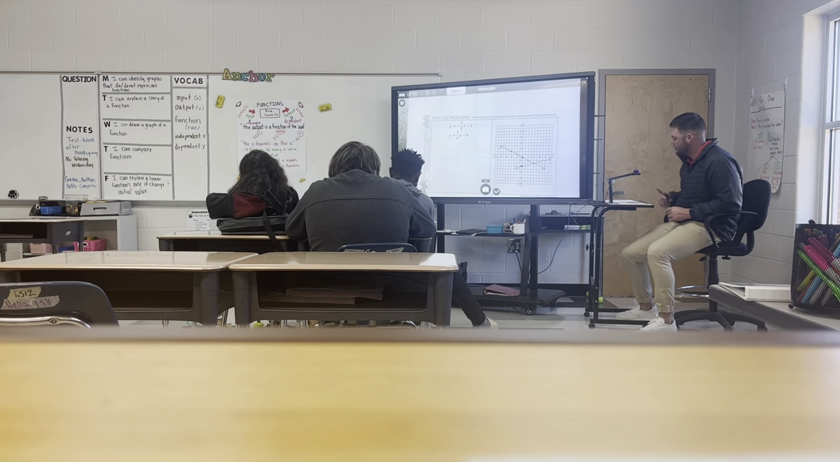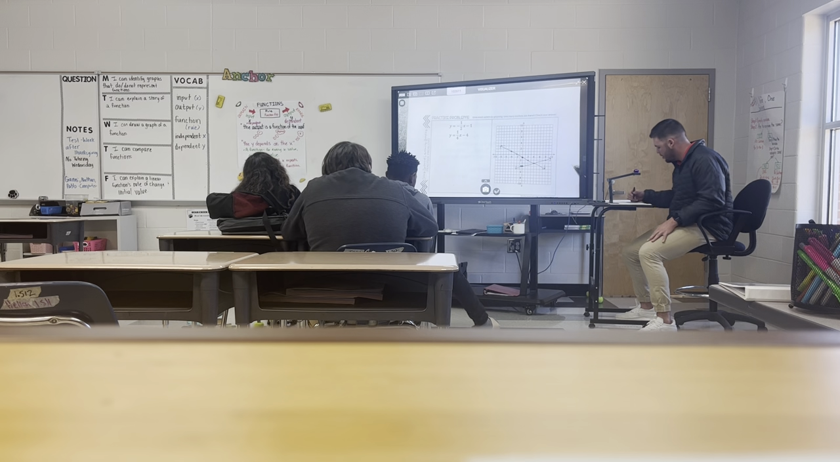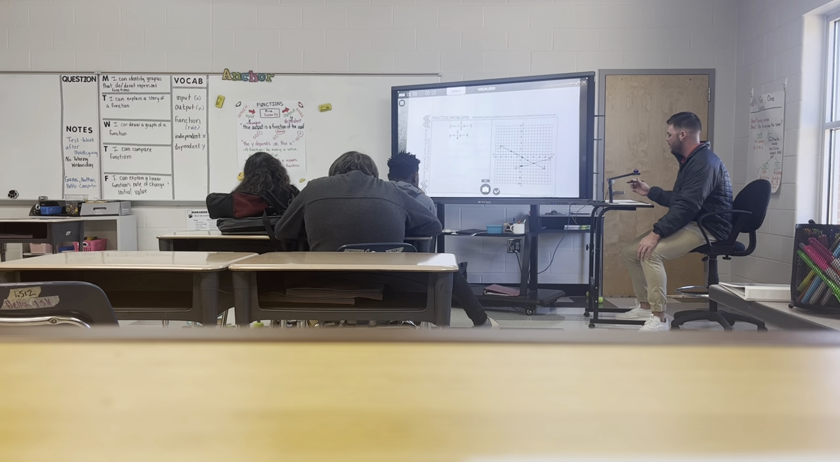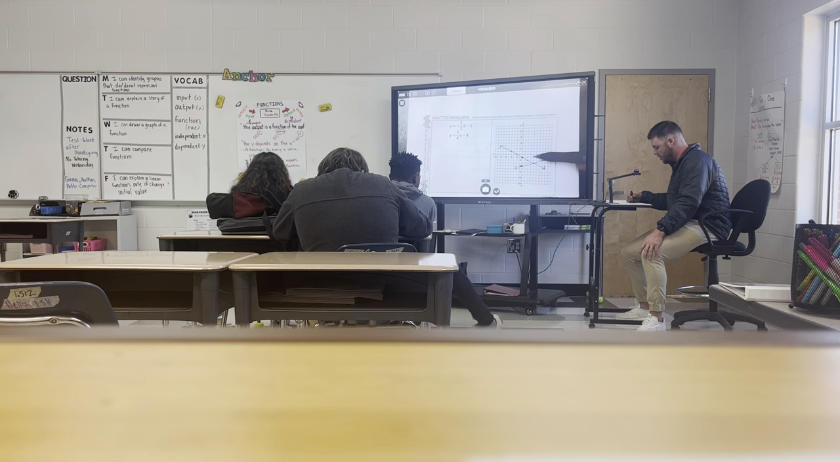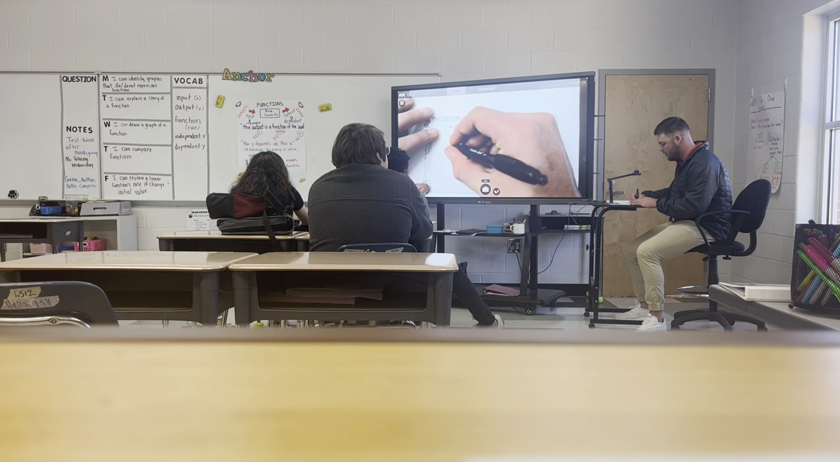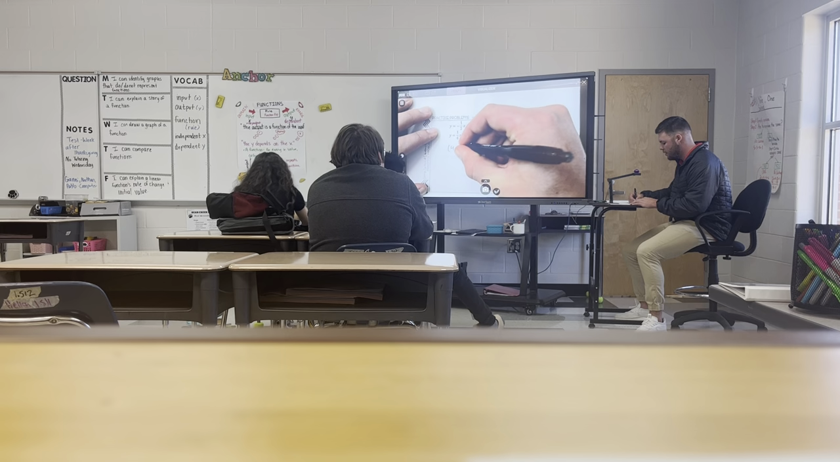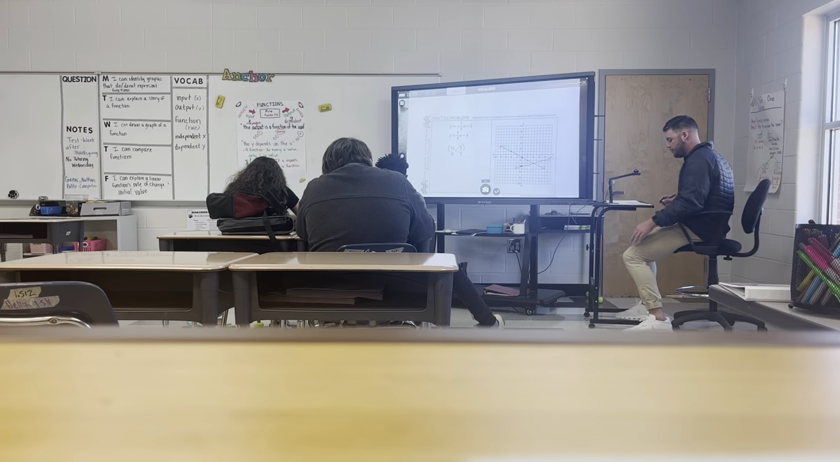So what's our solution for this one, for our second? We need the ordered pair. So what's the ordered pair? -3, 4. Okay, so how would you write this ordered pair? Is it -4 or -3? -3. You have to write your x first. Your x, then your y.